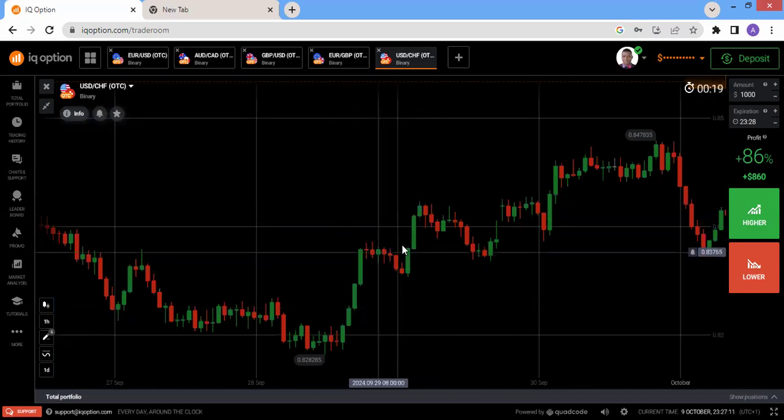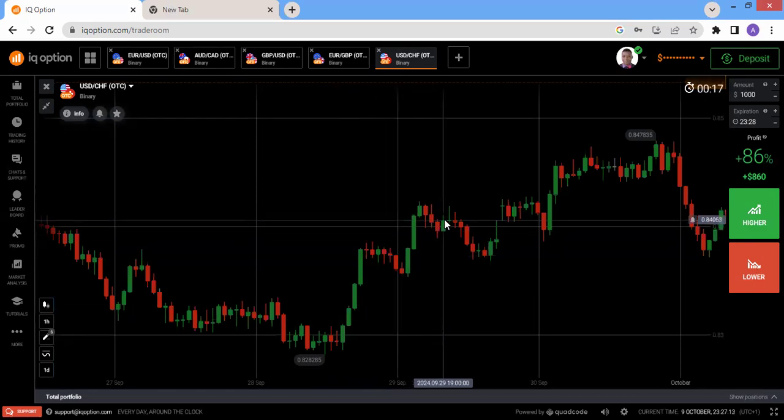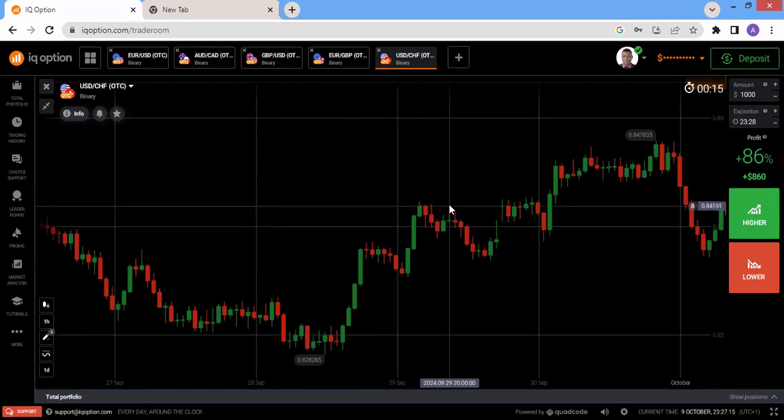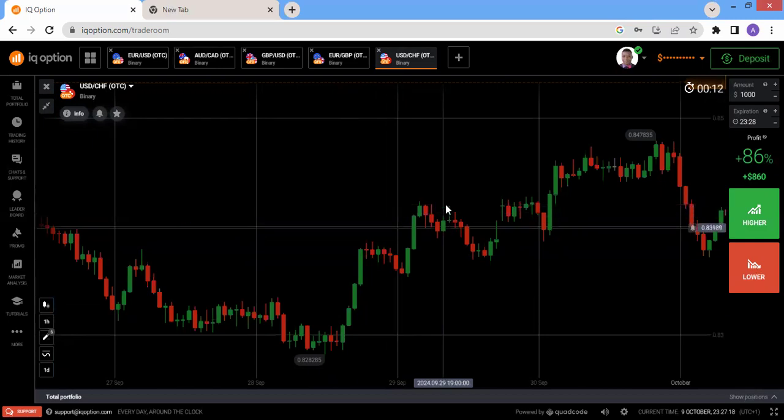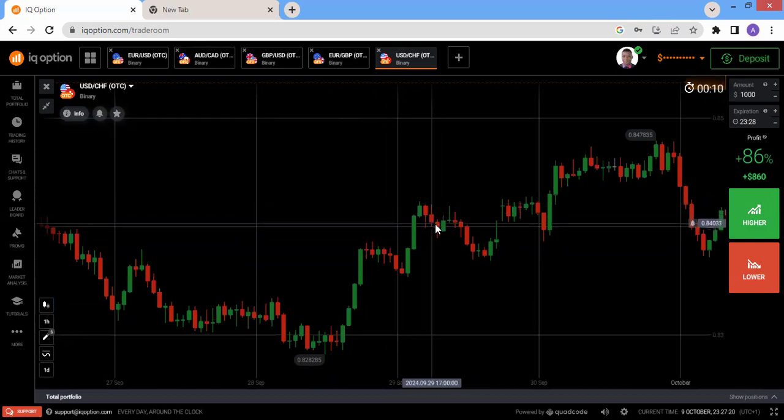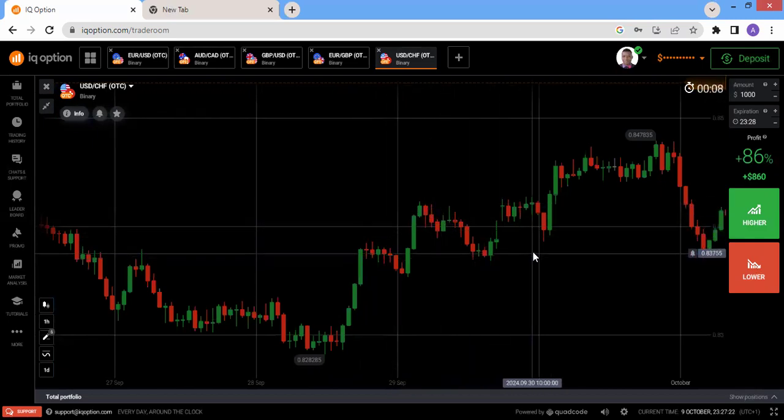And also, you can see after this engulfing that this one was also a bullish candle. Why was it a bullish candle? Because of the engulfing pattern. I'm talking about the engulfing, I will teach you.